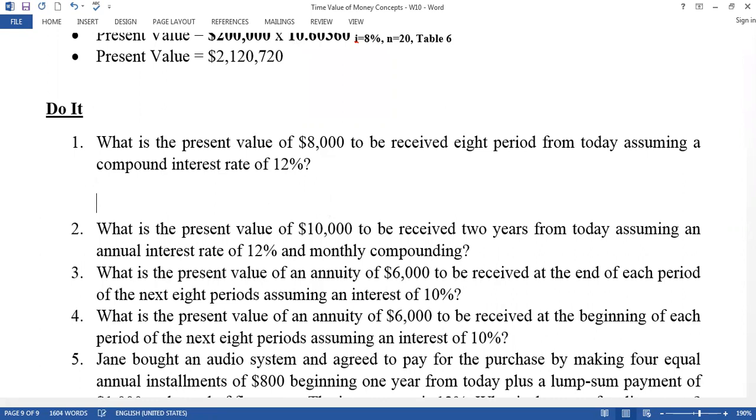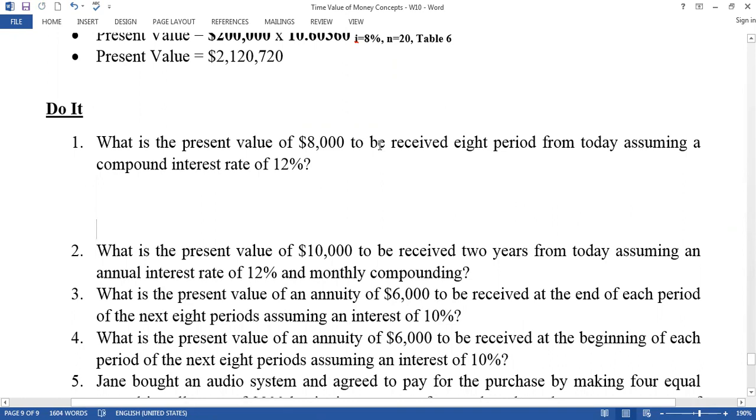So this question said, what is the present value of $8,000 to be received 8 periods from today, right? To be received 8 periods from today means that the future cash flow is only one time, not 8 times, okay? You will receive this money, or you will pay this money, 8 years later. So how to solve this question?